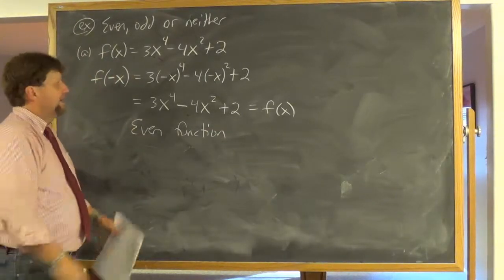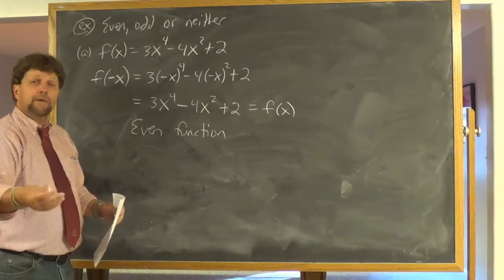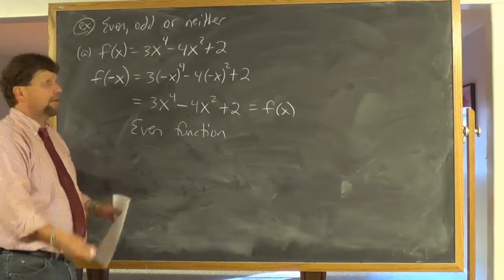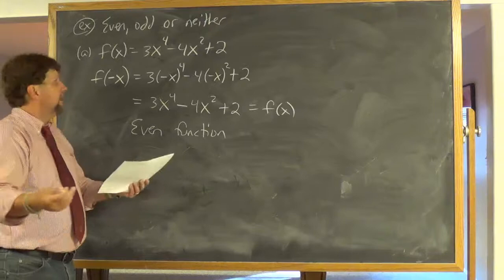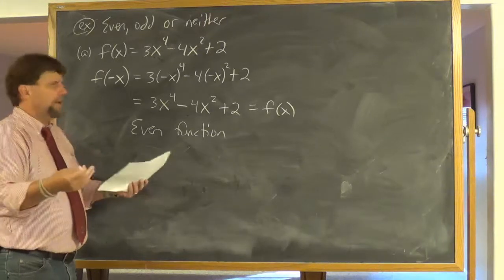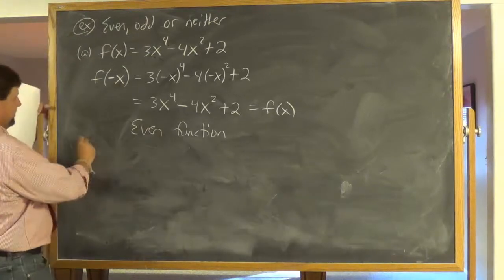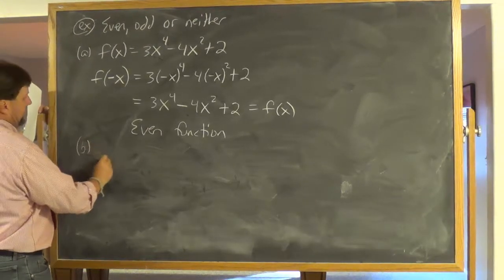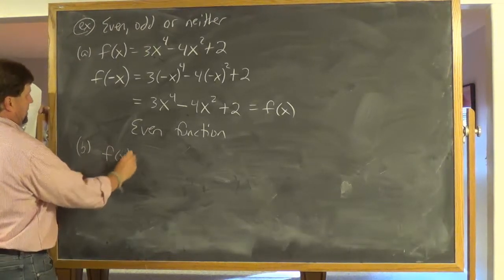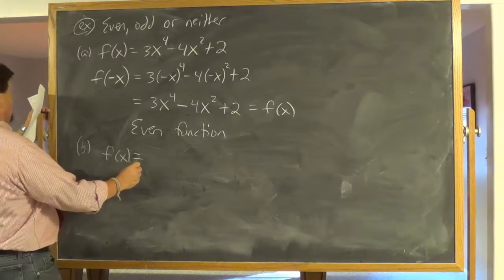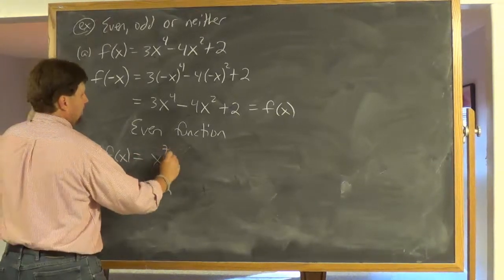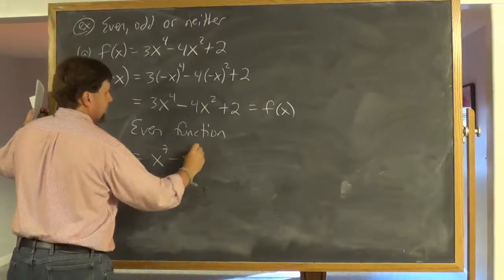That's it. That's how I know if a function is an even function, or if it's an odd function, or if it's neither odd nor even. So, let's do another one. Let's say I'm given this function: f of x equals x to the 7th minus x to the 5th.